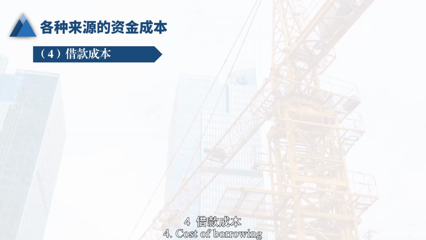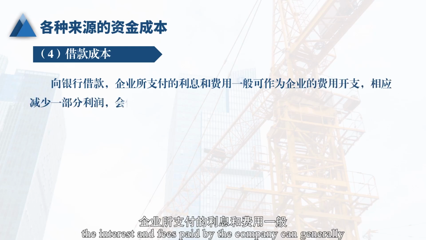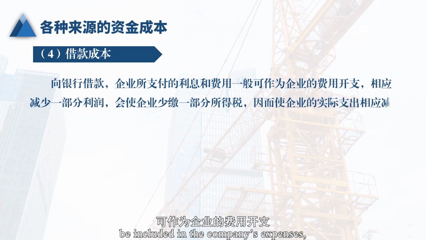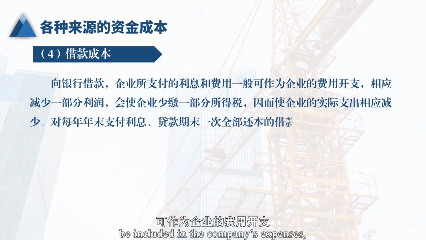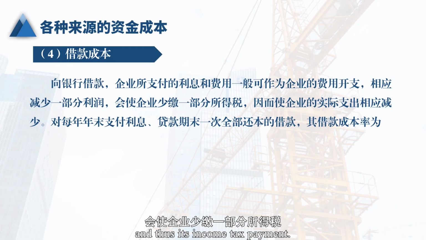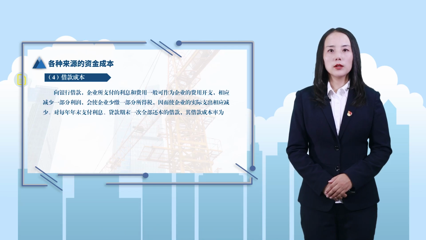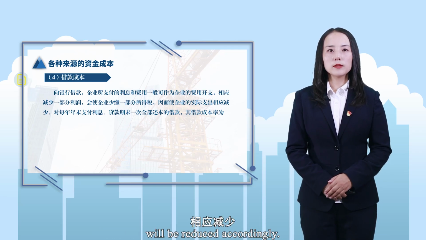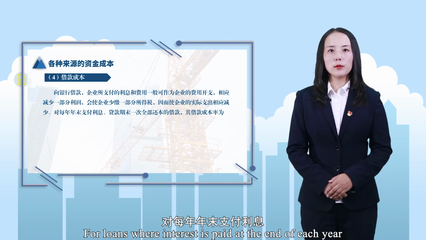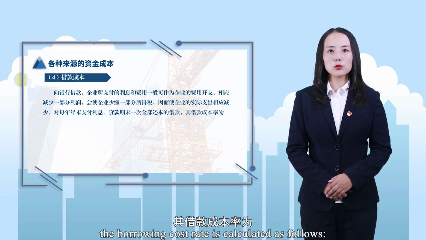Fourth, cost of borrowing. When borrowing from a bank, the interest and fees paid by the company can generally be included in the company's expenses, reducing its profits, and thus its income tax payment. As a result, the actual expenditure of the enterprise will be reduced accordingly. For loans where interest is paid at the end of each year, and the principal is repaid in full at the end of the loan term, the borrowing cost rate is calculated as follows.